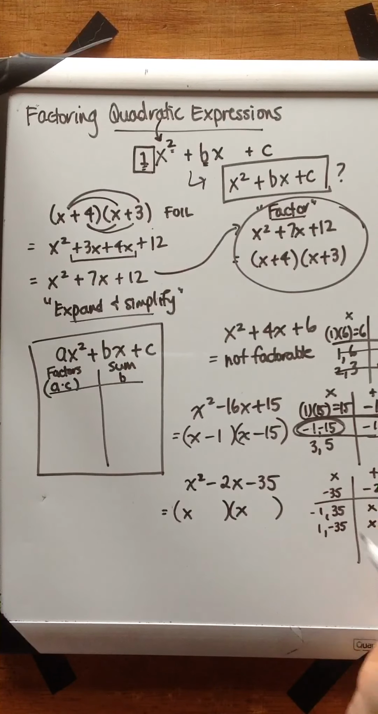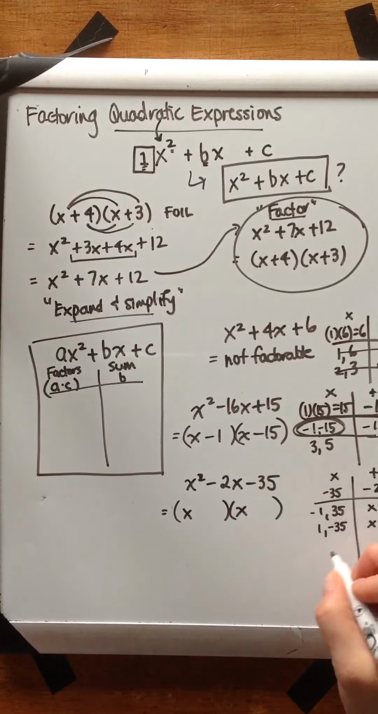So 2 is not a factor of 35. 3 is not. 4 is not. 5 is our next one.